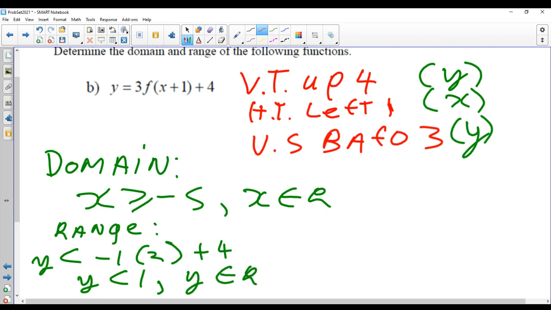So that's what happened to our range, right? You multiply by the 3, like you said, perfectly correct. Then you add the 4. So now our range is now this.